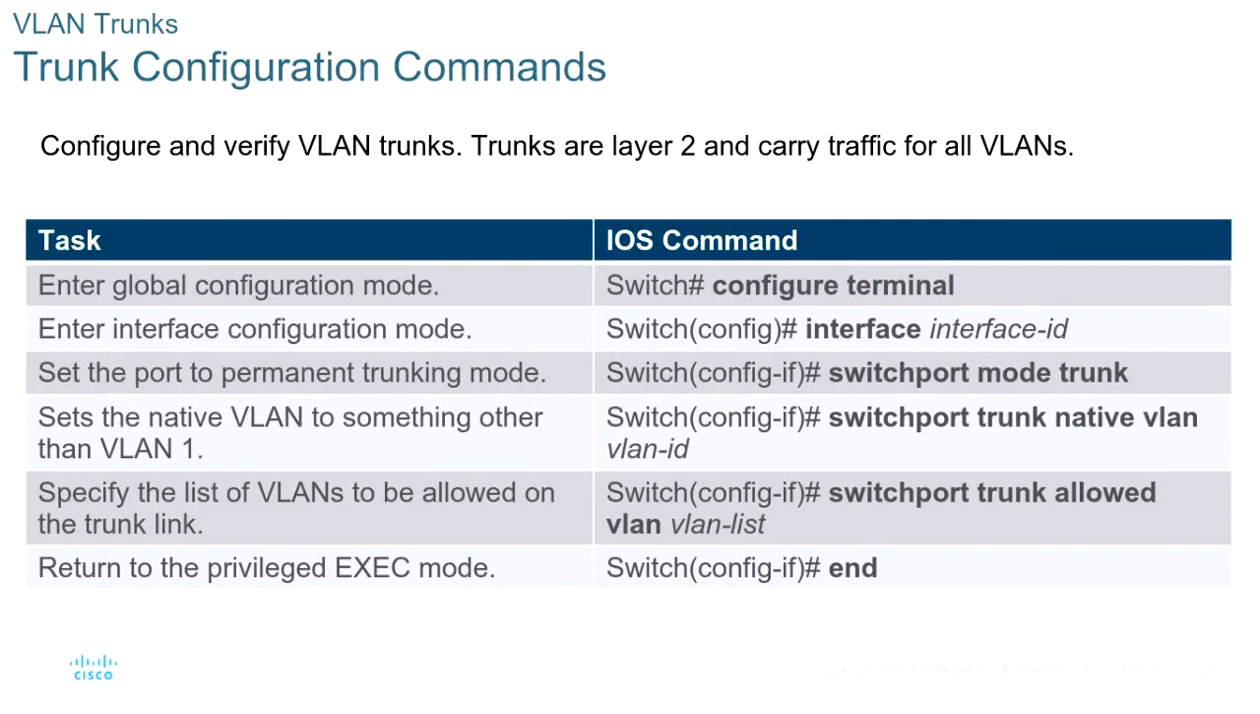So we'll go to the global configuration mode. We'll say interface number. In our labs, we're going to use FA01. We'll say switchport mode trunk. We'll make whichever VLAN ID if we want to change it. And if we want to do some security commands and only allow certain VLANs, we can use that command.